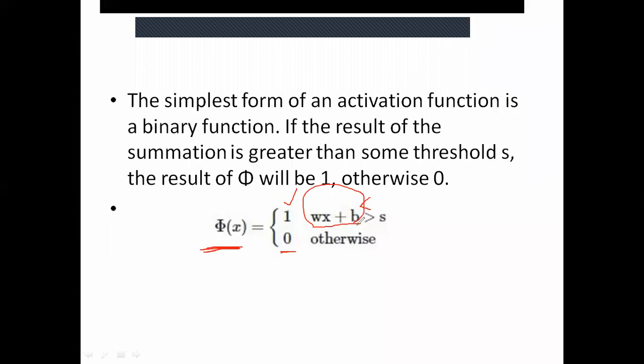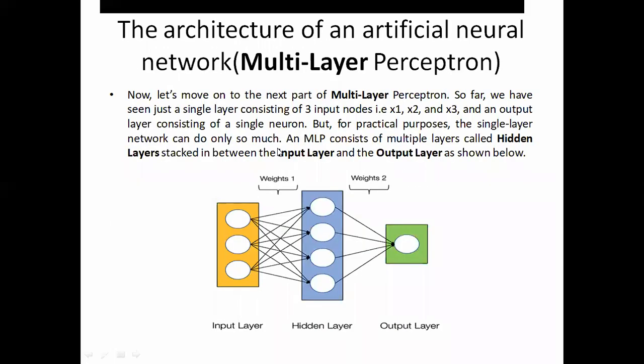It is taking Wx plus B, and it is just checking that if the value of this is greater than S, it is 1, otherwise it is 0. So right now it is just like a linear model, like you can say a binary function you are applying, but actually we won't be using this one. There are other ways to use the activation function.